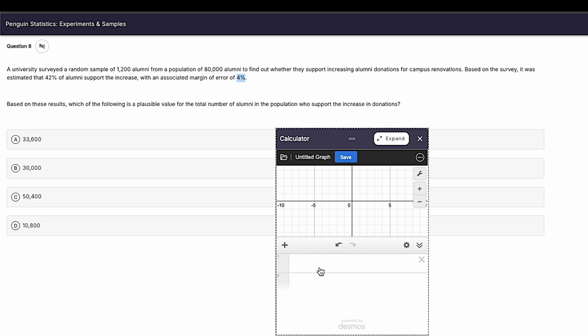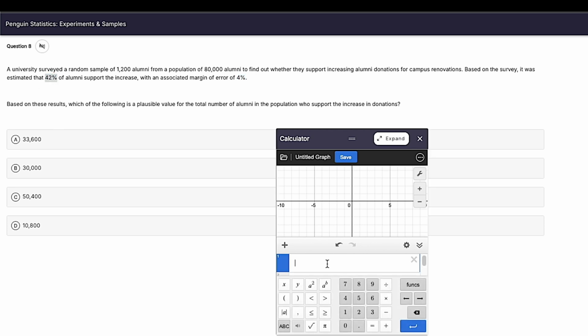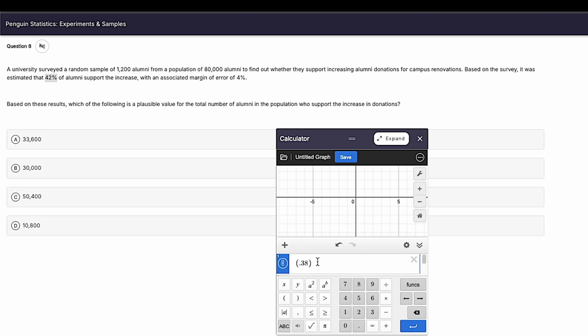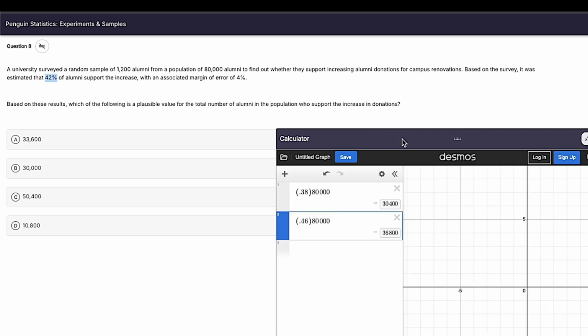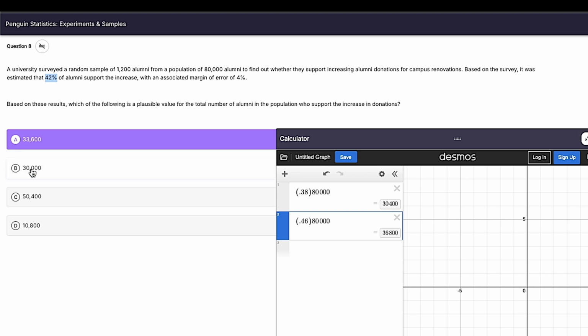So if we have a margin of error of 4% and our estimation was 42%, that means it's going to be between 38%. So 0.38 of 80,000. And then 42 plus 4 would be 46. So 0.46 times 80,000. Basically what I've just done is I've created the range. It's going to be between 30,400 and 36,800. The only thing that works is 33,600, because this one's too low, these ones are too high. And that's how you go about solving this question.